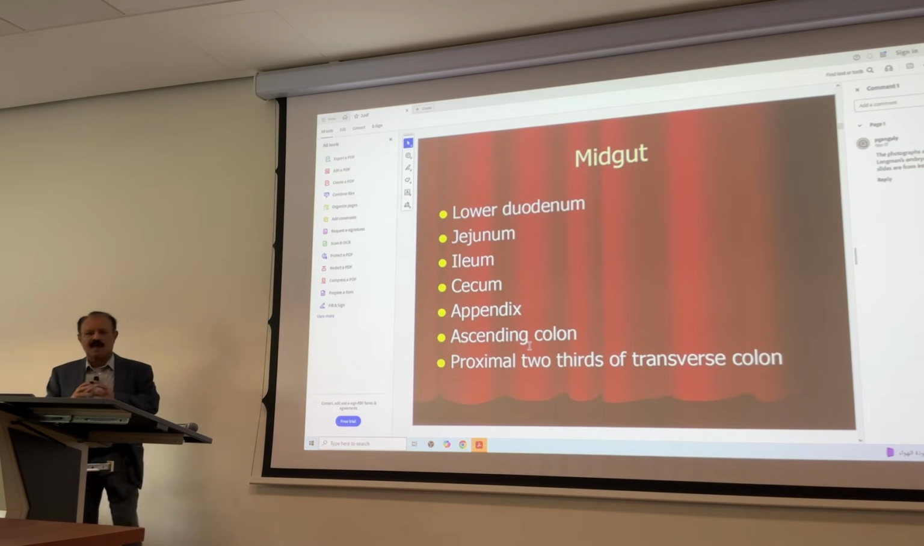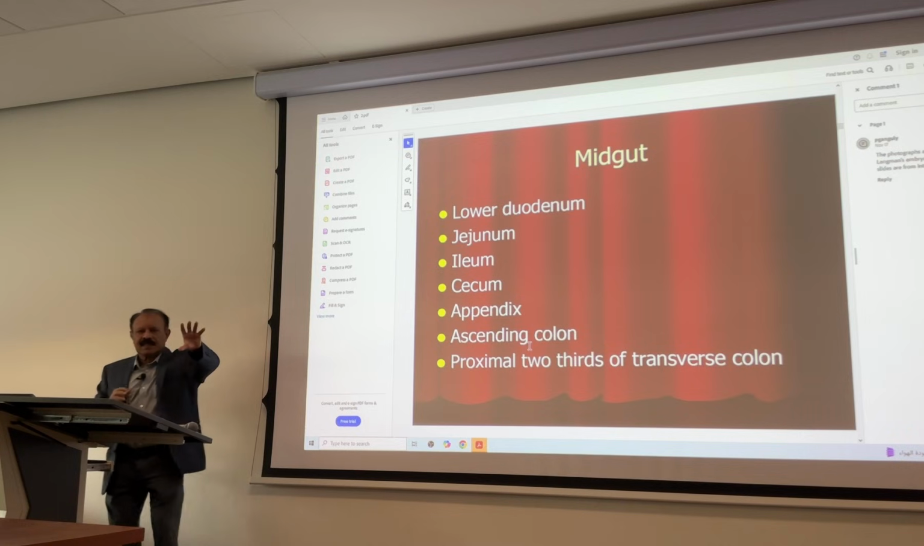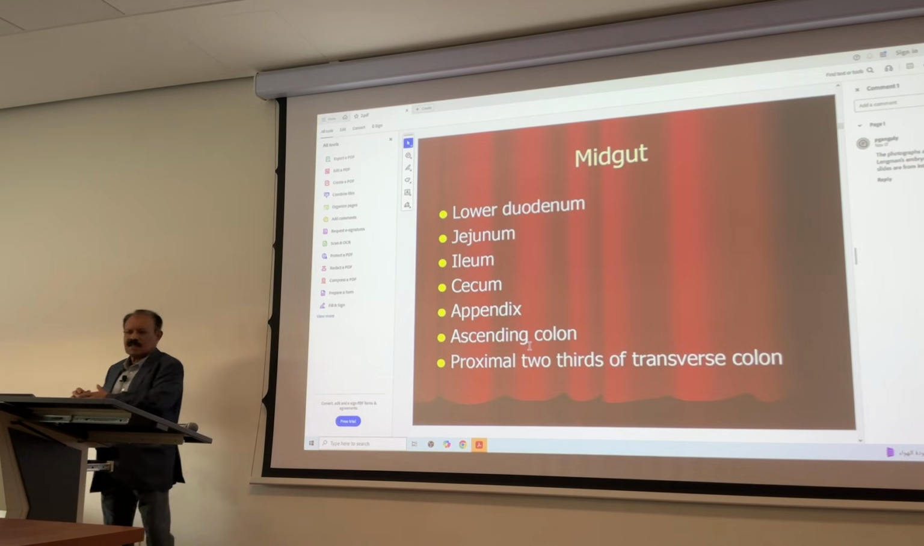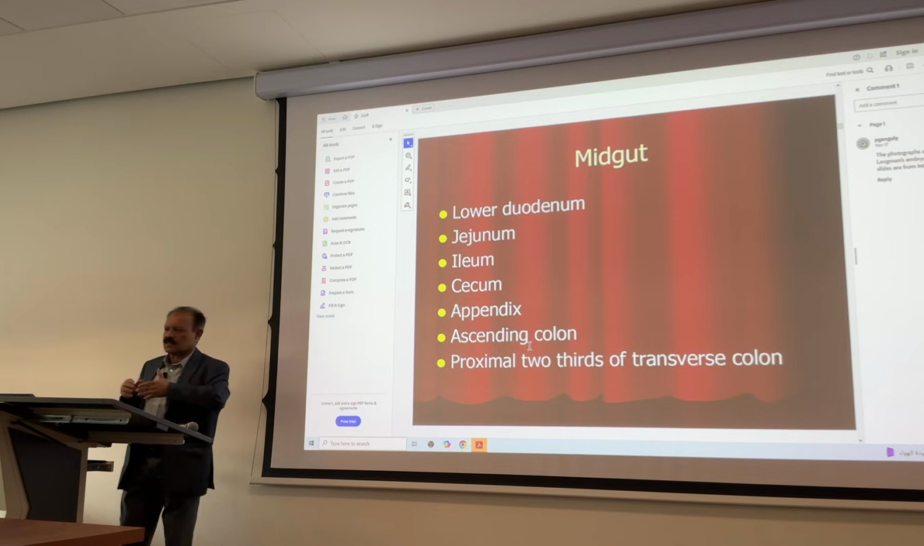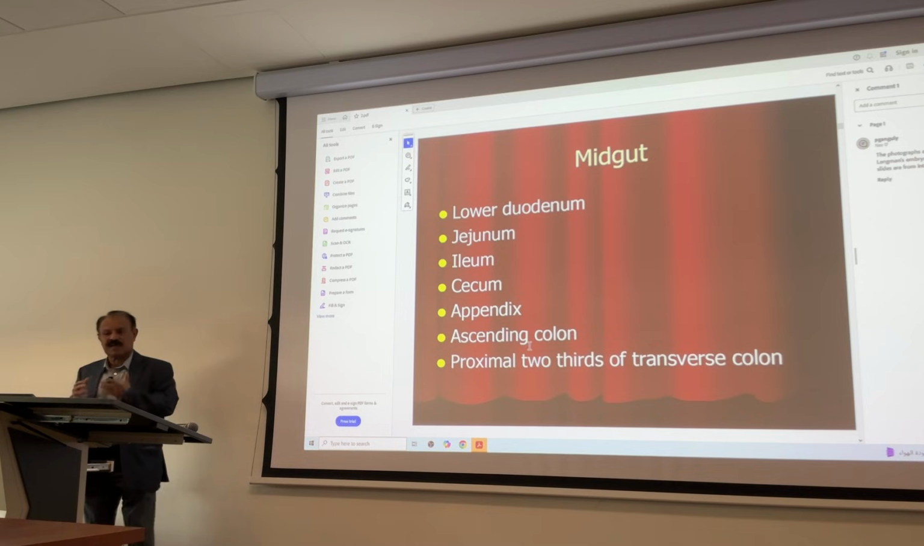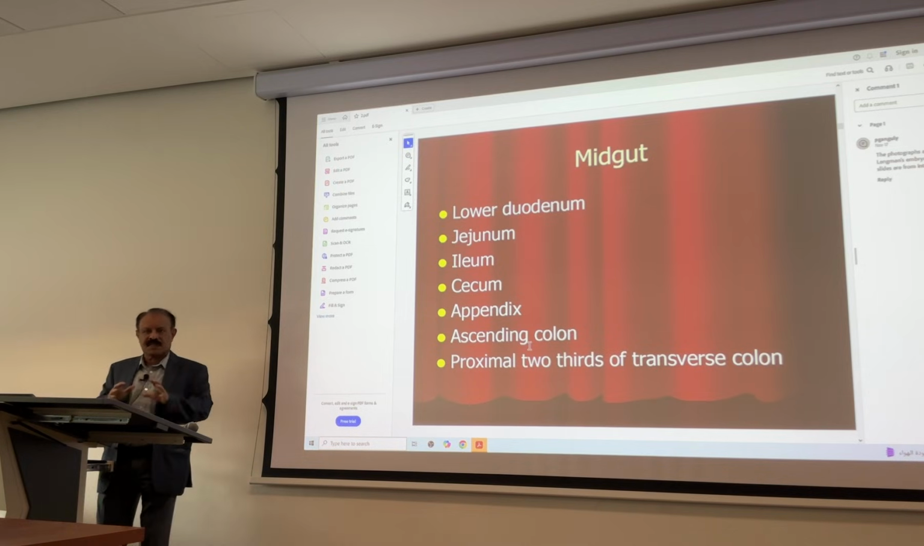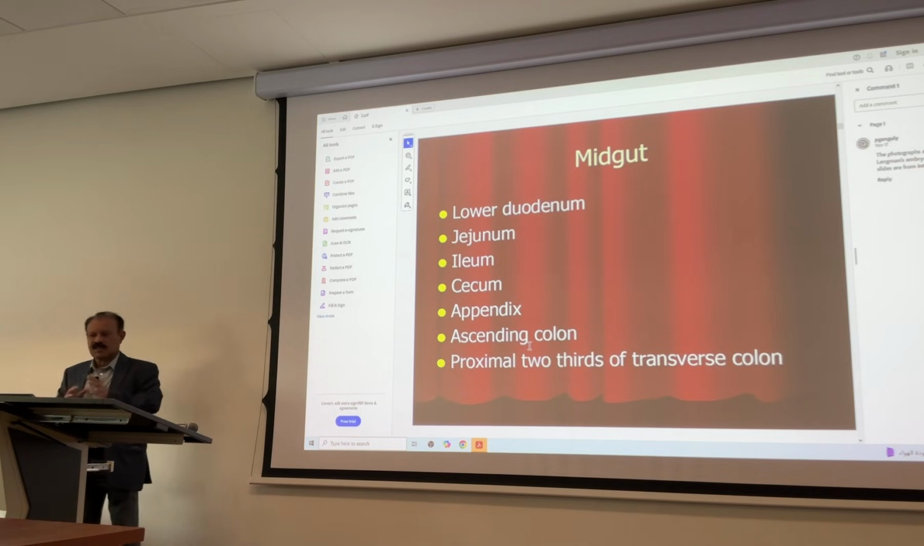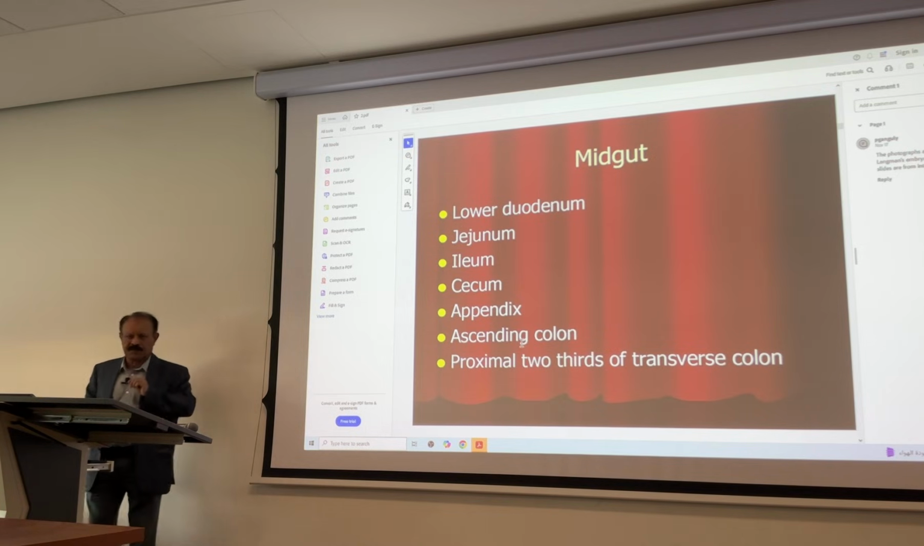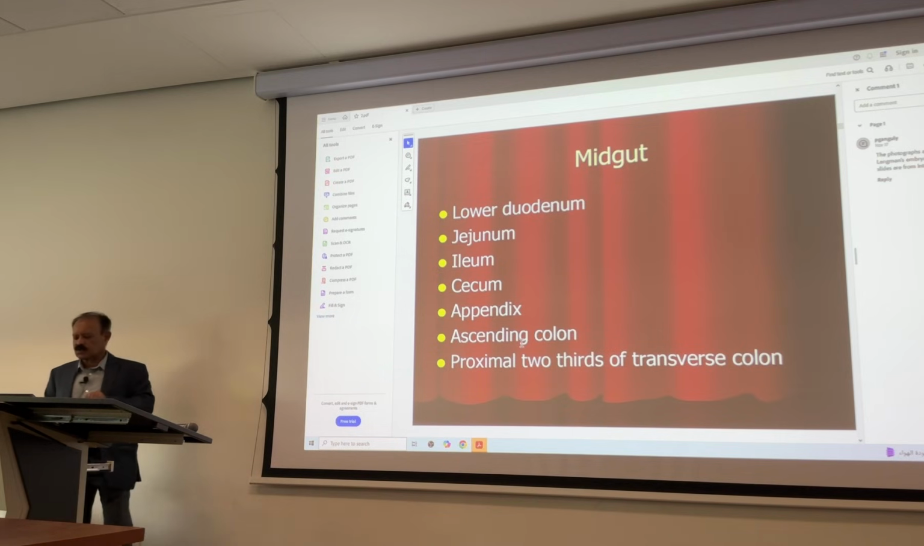And I tell you why the foregut and midgut are placed this way. Because first the foregut structure comes, then the midgut comes, then the hindgut. It's not that the hindgut comes first, before the mouth or the esophagus or the stomach. That's why they are supplied by different arteries. The development is completely different. Okay, rotation and everything is different. So midgut, you remember: lower part of the duodenum, jejunum, ileum, cecum, appendix, ascending colon, proximal 2/3 of the transverse colon.